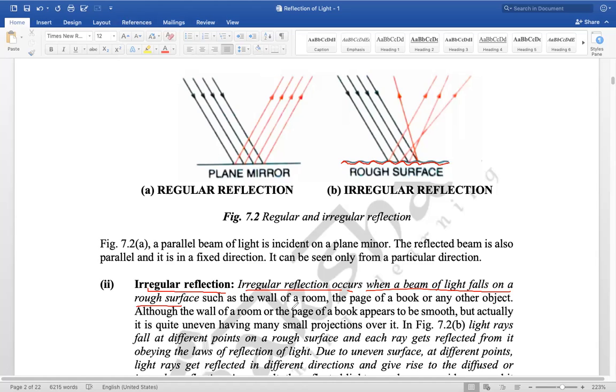Although the wall of a room or the page of a book appears to be smooth, actually it is quite uneven, having many small projections over it. ठीक है. तो इस तरह से आप projections उसमें देखोगे, जो uneven surface है इसमें projections होंगे.